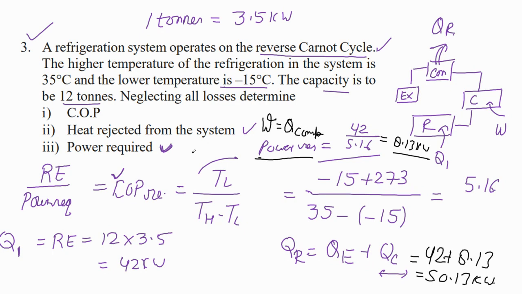So the power required is 8.13 kilowatt, the heat rejected is 50.13 kilowatt, and the COP is 5.16. So this is the answer.